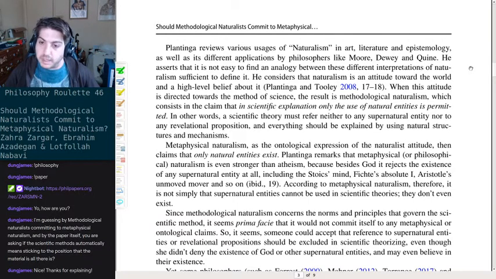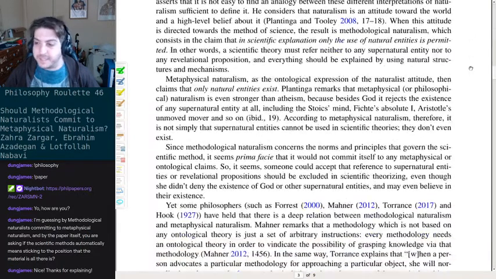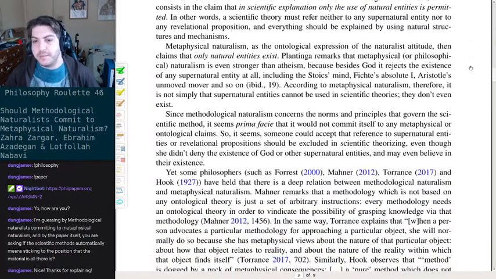In other words, a scientific theory must refer neither to any supernatural entity nor to any revelational proposition, and everything should be explained by using natural structures and mechanisms. Okay. Metaphysical naturalism, as the ontological expression of the naturalist attitude, then claims only natural entities exist. Plantinga remarks that metaphysical or philosophical naturalism is even stronger than atheism, because besides God, it rejects the existence of any supernatural entity at all, including the Stoics' mind, fixed as absolute one, Aristotle's unmoved mover, and so on.